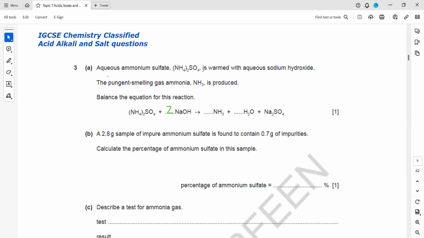We have aqueous ammonium sulfate warmed with aqueous sodium hydroxide. The pungent gas ammonia is given off, it is produced. The balanced equation for this reaction is shown. Balance the equation for this reaction. You can annotate on the screen to balance.